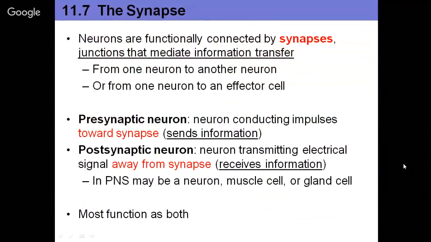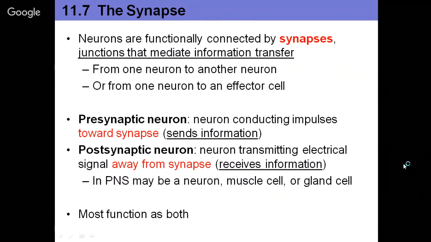So, what is a synapse? The neurons are functionally connected by synapses, which we also call junctions, that mediate information transfer from one neuron to another neuron or from one neuron to an effector cell.